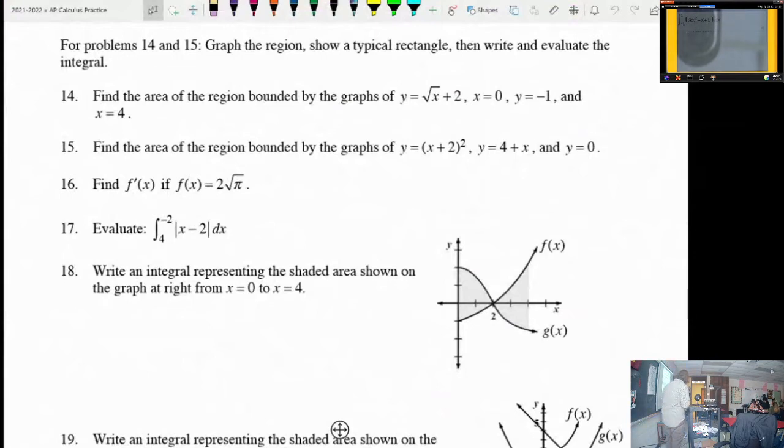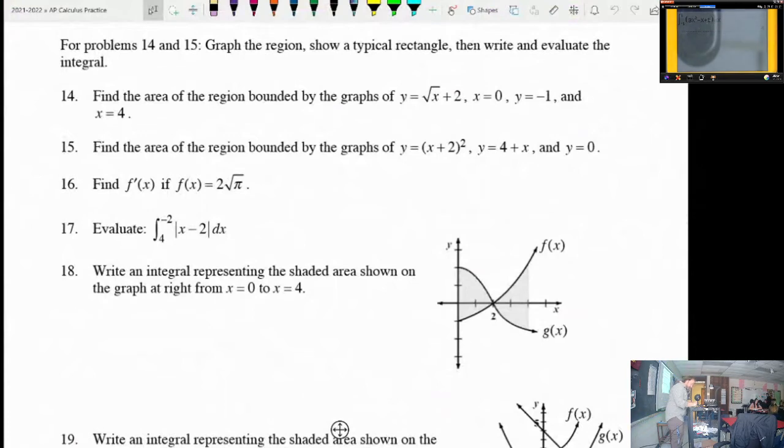So for 14, we're asked to find the area of the region bounded by the graphs of y equals the square root of x plus 2, x equals 0, y equals negative 1, and x equals 4. And that's not going to be too tough if we just draw a picture of it real quick. So off to the side or on a different piece of paper, I'm just going to make a quick sketch of this graph. x equals 0 and x equals 4, those are just going to be kind of the goalposts on the x-axis. y equals negative 1, so I'm going to have, let's see, 1, 2, 3, 4.